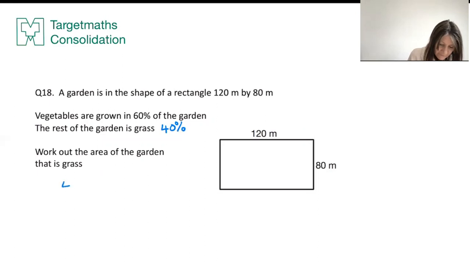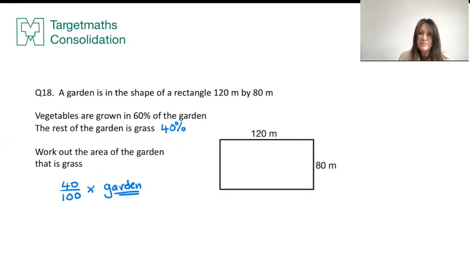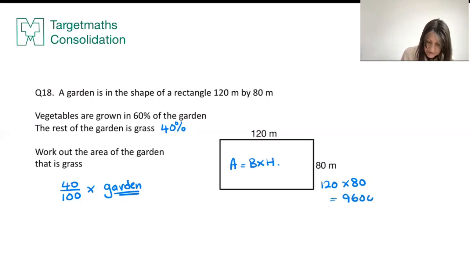If I want to find 40% of the garden, I'm going to need that area before I can carry on. So the garden is 120 times by 80. Area is base times height. Then 120 times 80 is 96 with 2 zeros. So I'm finding 40% of 9,600.